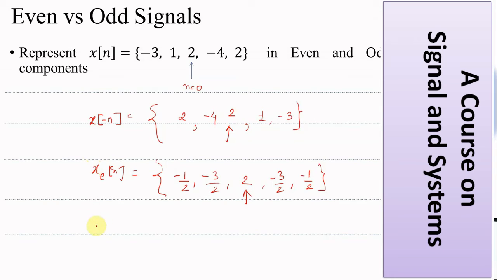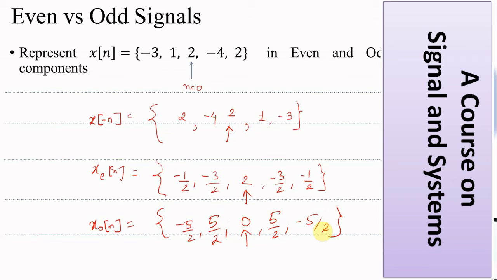We can also formulate the odd component similarly. And by formulating the odd component, it is just subtracting this from this. So minus 3 minus 2 will give me what? Minus 5. So it will be minus 5 by 2. Similarly, 1 minus minus 4, which becomes 5 by 2. At 0, it is 2 minus 2, which is 0. And if it's an odd component, it will be something like this.